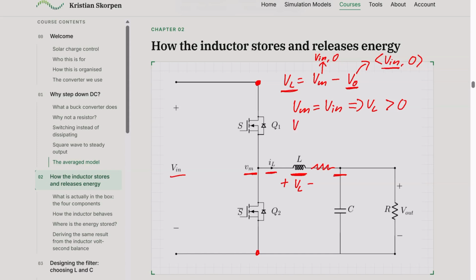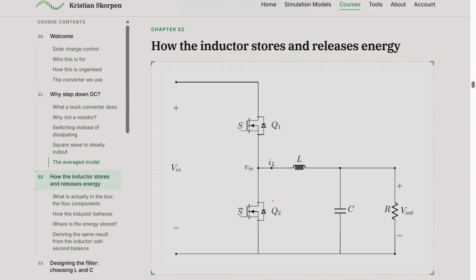And in the case where the Vm is equal to zero, we know that we have a positive number here because the output can never get to zero. And then we have a zero here. So this would obviously be a negative number. So here VL is negative. Now the reason why this is important is that we actually just have two different states of the inductor voltage.